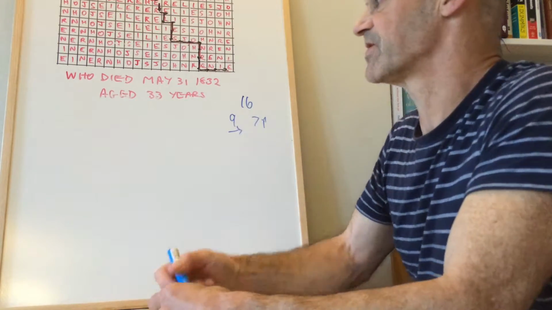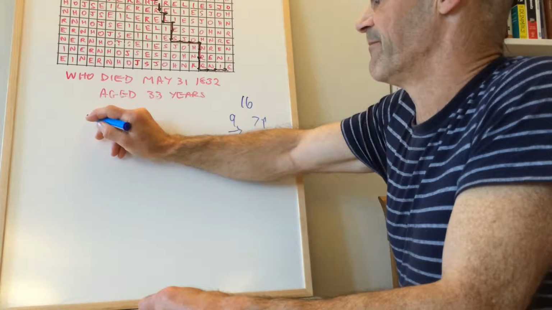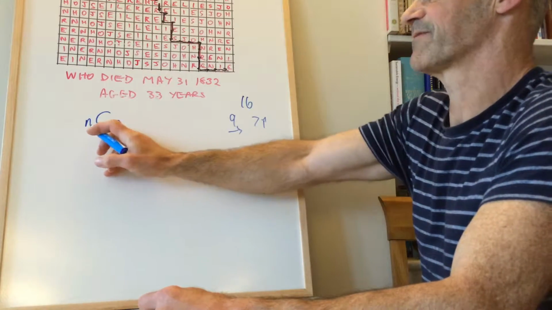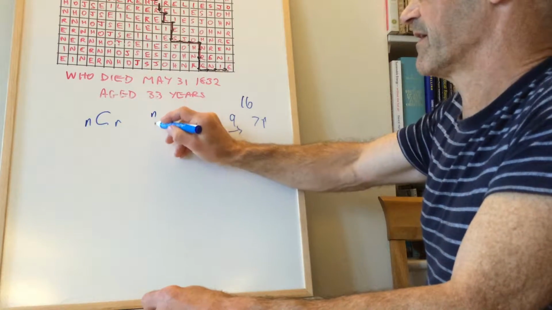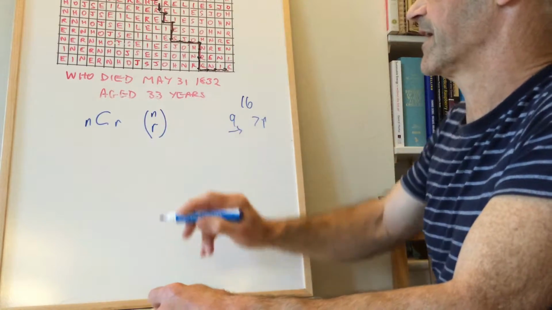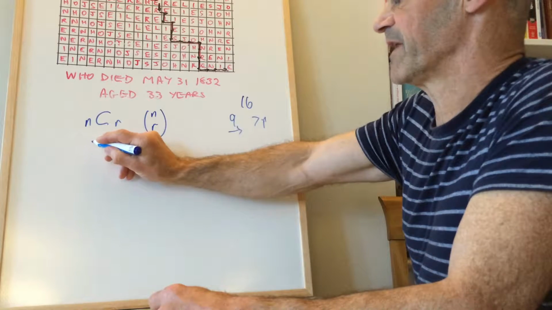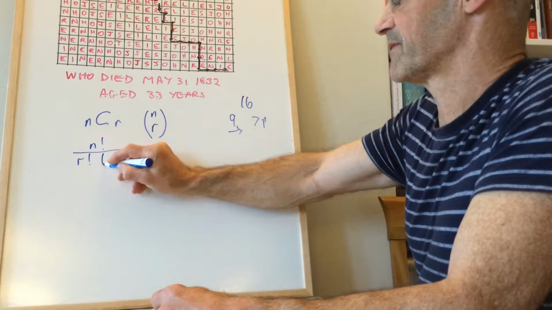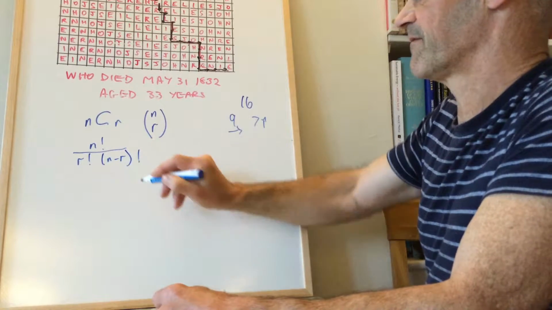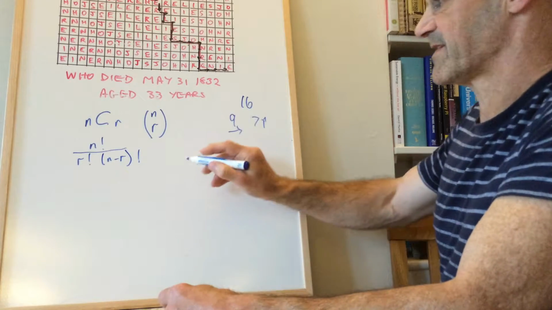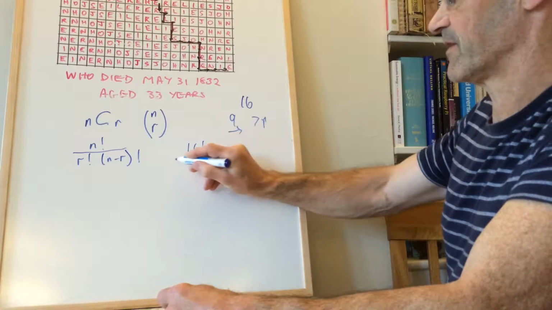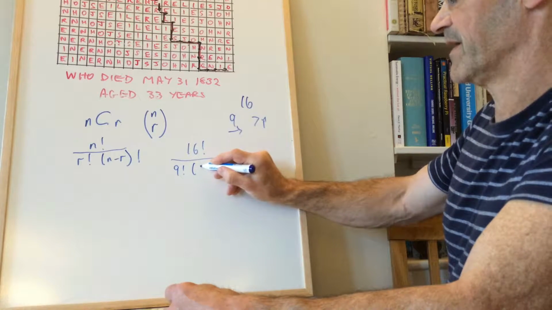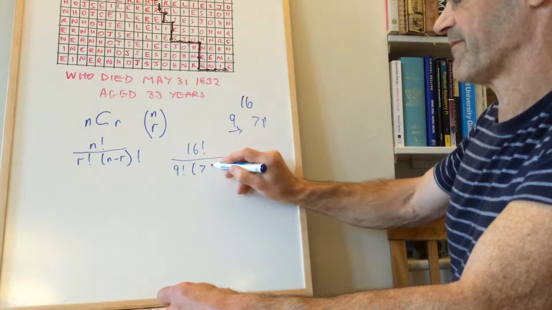And mathematicians have a notation for that, which is written like this, nCr. That's how do you choose r things from n. It's also sometimes written, well, it's more popular now to write it this way. And there's a formula for it, and the formula is n factorial divided by r factorial times (n minus r) factorial. So in our case, that would be 16 factorial divided by 9 factorial multiplied by (16 minus 9), which is 7 factorial.